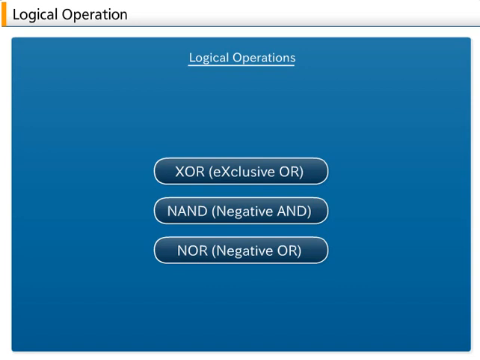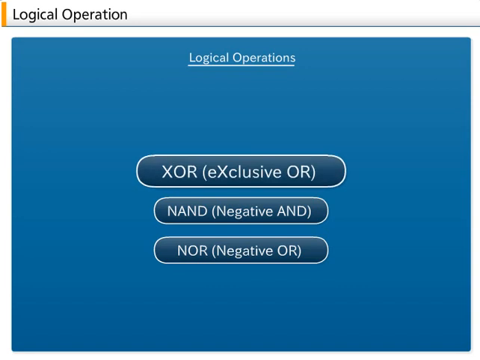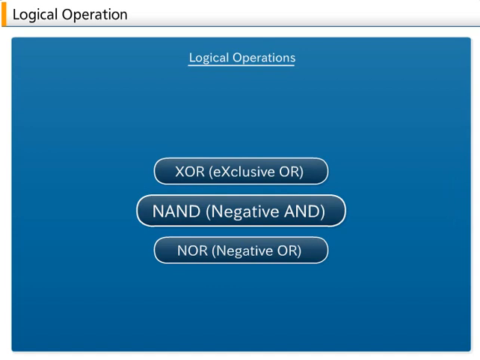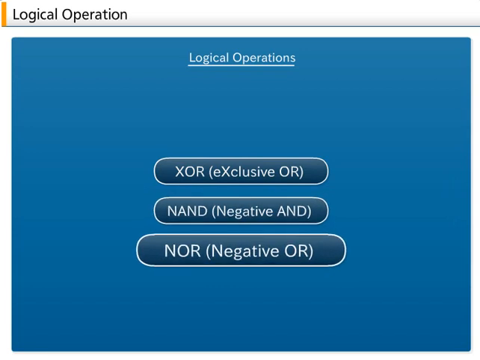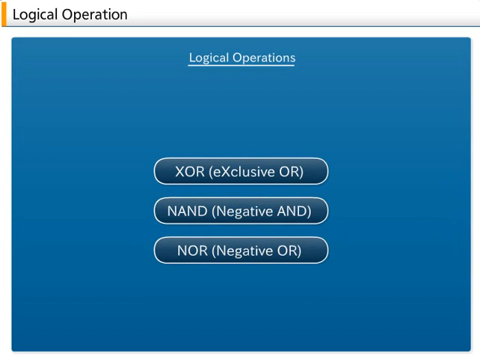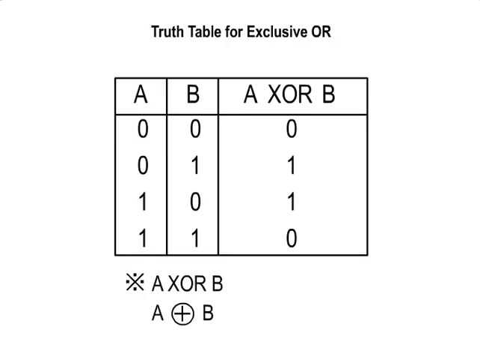There are also XOR, exclusive OR, NAND, negative AND, and NOR, negative OR, operations. 4. Exclusive OR, exclusive logical sum. The result of the operation becomes true only when the 2 conditions A and B differ from each other. The exclusive OR of A and B can be represented in ways such as A XOR B. Please look at the presentation window for the symbols.